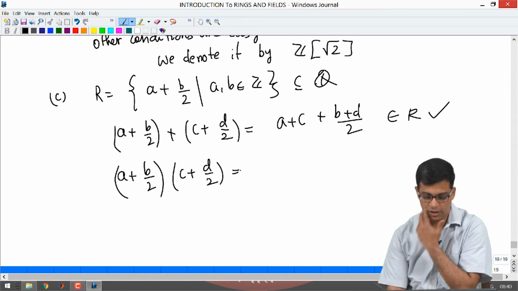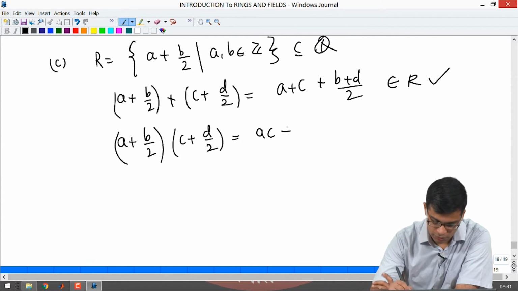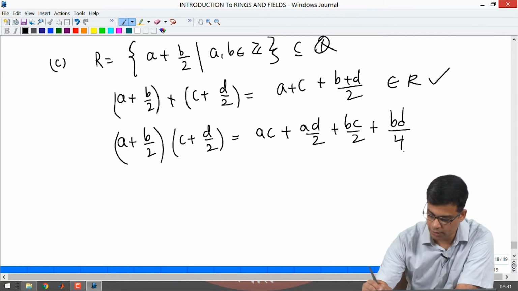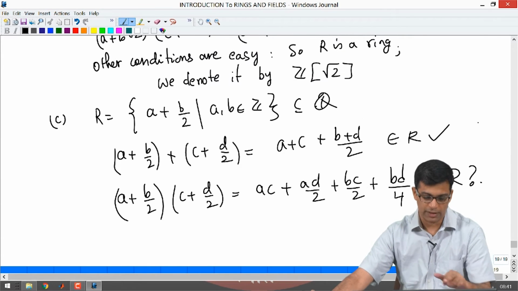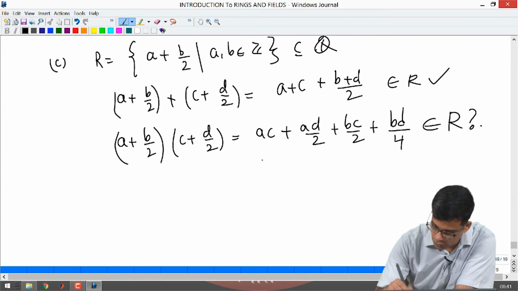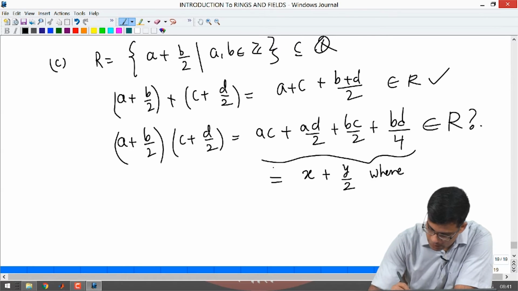Okay. So, now actually we will run into some problems, because if you multiply these you get AC, AD by 2, BC by 2, so far no problem, but the next term will be BD by 4, right. Now, is this an element of R? Can you write this as an integer plus another integer divided by 2? So, can this be written as some x plus y by 2 where x and y are integers?